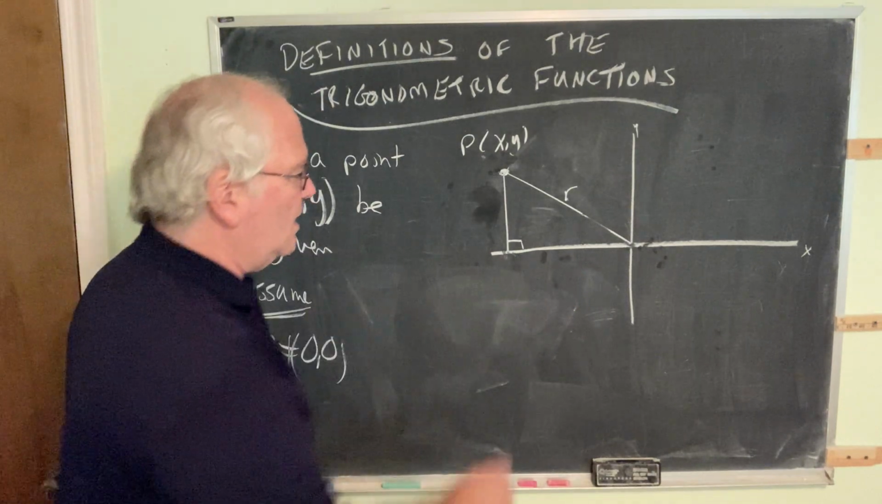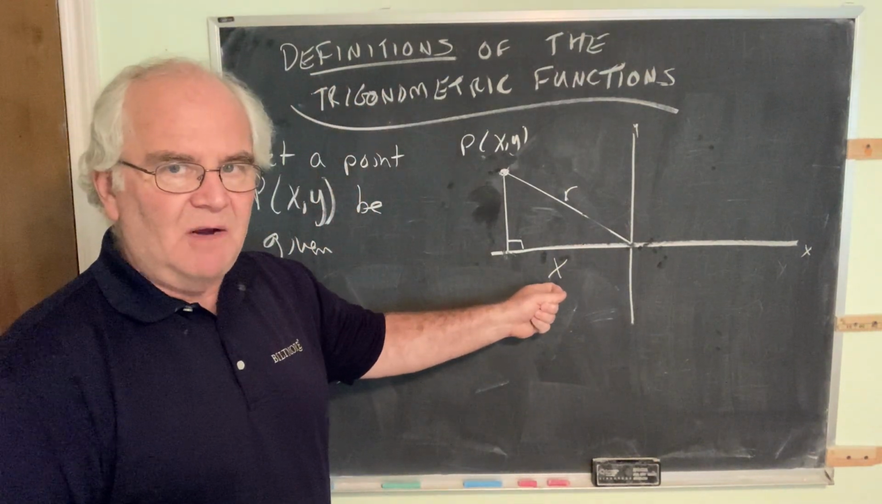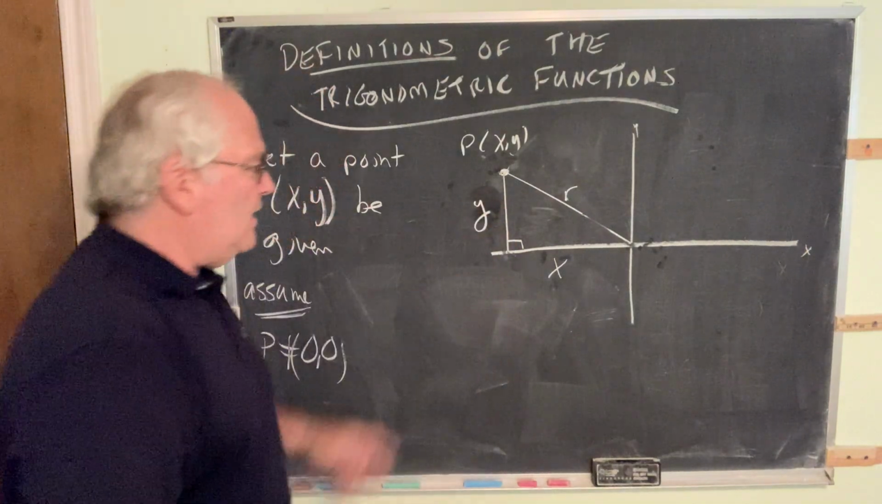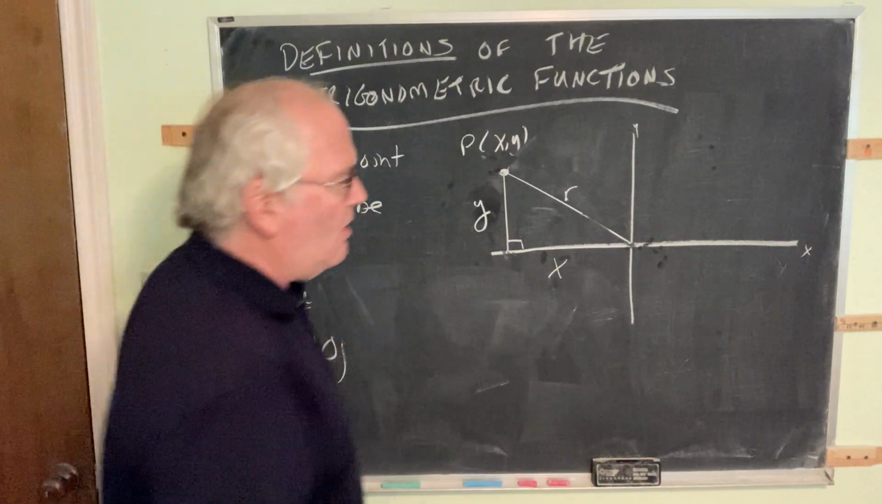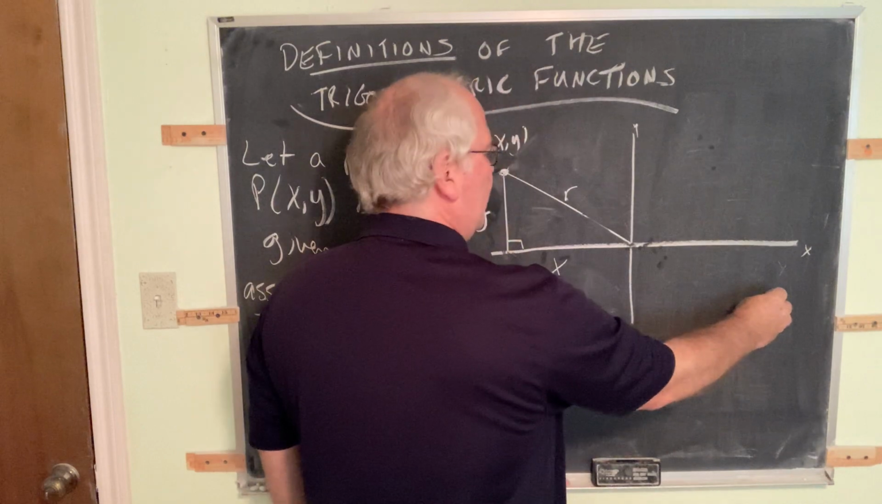The coordinate here is x, but we need to remember x is now a negative number. I'm going to label this with the coordinate y. In this case, y happens to be a positive number. If 10 minutes ago I had chosen this to be my point P, x would be positive, y would be negative.